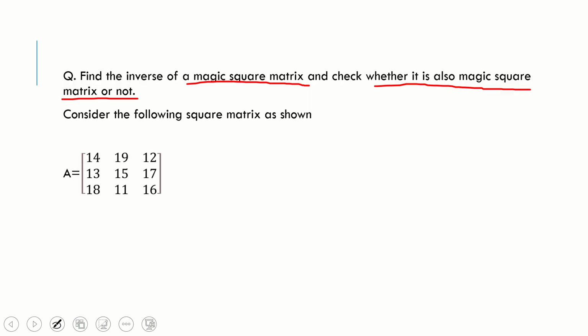Those who have already covered our previous lecture know that I have already explained what a magic square matrix is. If you want to understand this magic square matrix, again I am requesting you, please check out that video. Now this time I have taken another matrix. You see, it is a matrix A.